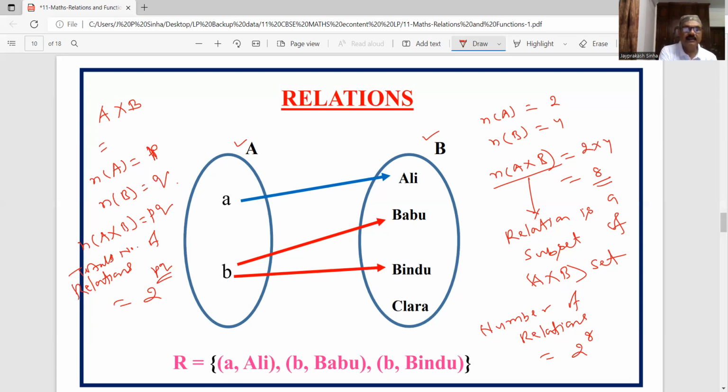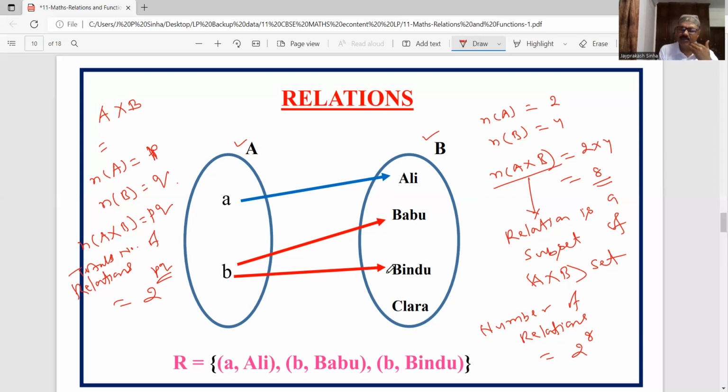Correct? So here, how many ordered pairs are there in this relation? There are 3 ordered pairs in this relation R. And how have we defined this relation? If A is the first letter of the name of the persons and B is the name of the persons, then A is related to Ali because the first letter of Ali is A. B is related to Babu because the first letter of Babu is B, and B is also related to Bindu because the first letter of Bindu is B. Okay? And Clara is not related to anybody.